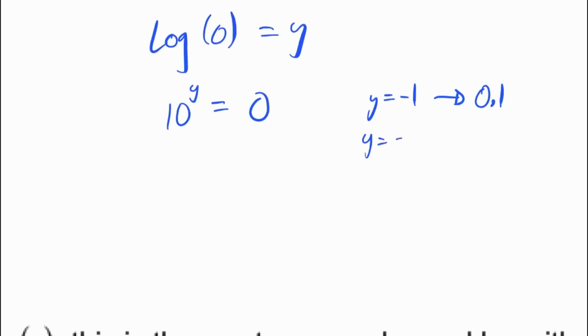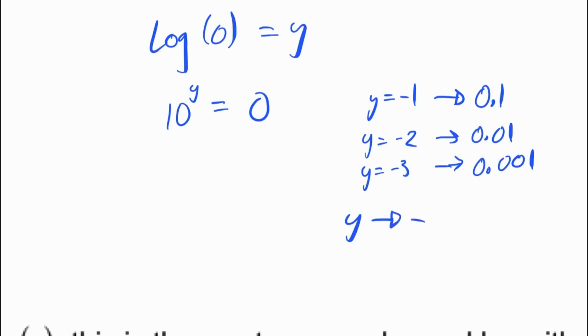Y is equal to negative 2. That would give us 0.01. Y equals negative 3. I think we can all see where this is going. As the exponents become more negative, our answer approaches 0, but it will never reach it. So the smaller the exponent is, the more negative it is, the closer to 0 we get. So really, y has to approach negative infinity to make this happen, to get it close to 0.